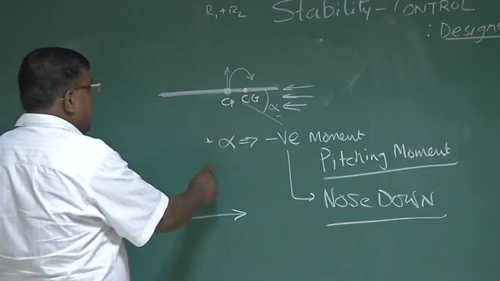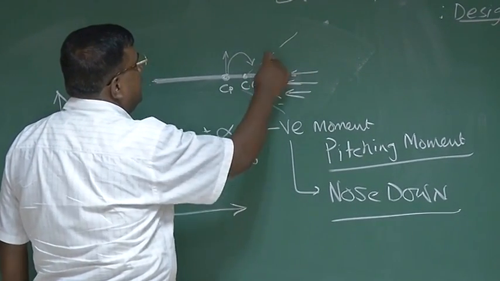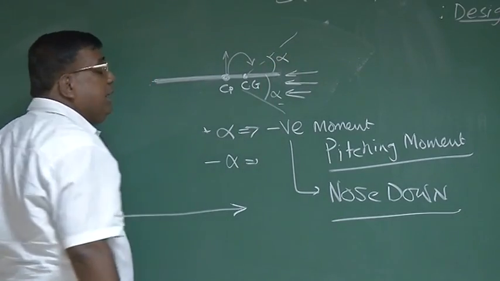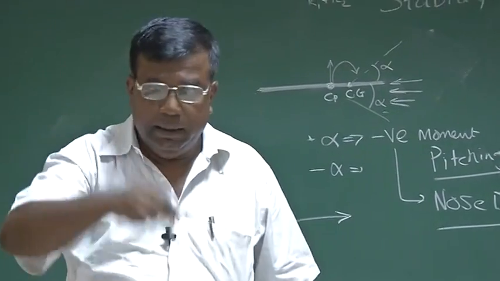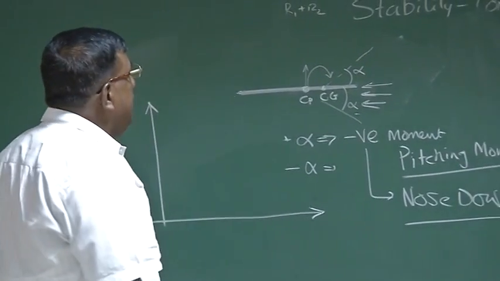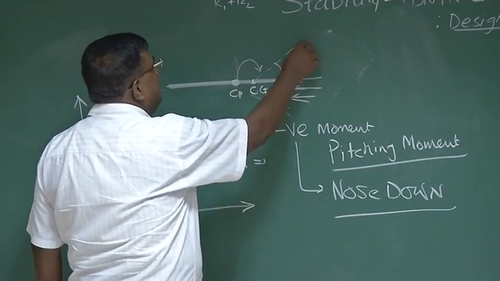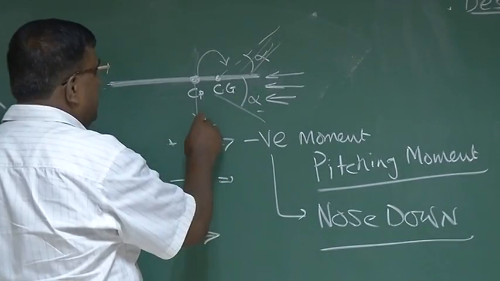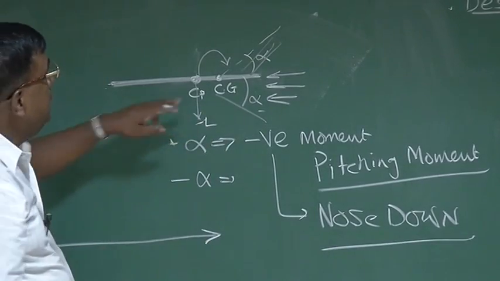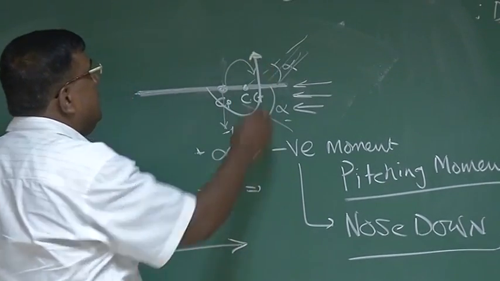Similarly, if I have a negative alpha disturbance, let's say some gust is coming from the top like this, that will give a negative alpha. So now what will happen? Because of negative alpha, air is coming like this, so it will generate some sort of lift downward. And what type of moment will this give? This will give a moment like this, nose up.